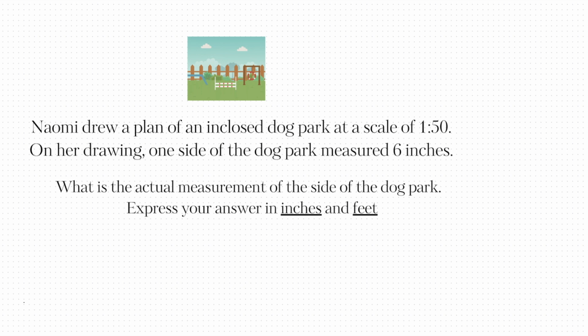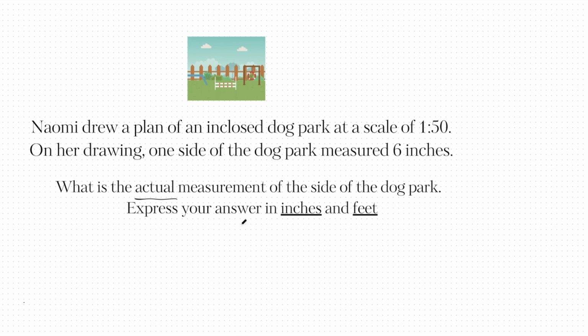So let's apply what we just learned to this problem. It says, Naomi drew a plan of an enclosed dog park at a scale of 1 to 50. On her drawing, one side of the dog park measured 6 inches. What is the actual measurement of the side of the dog park? We want to figure out the actual measurement. Express your answer in inches and feet.